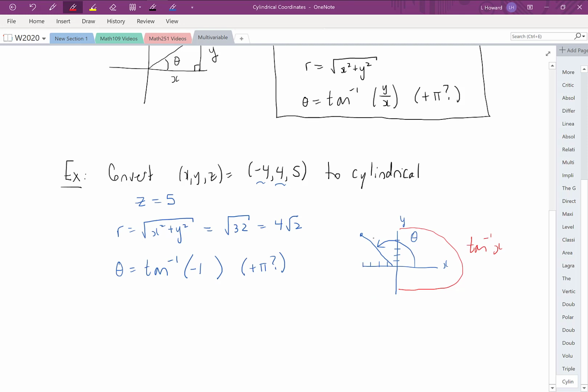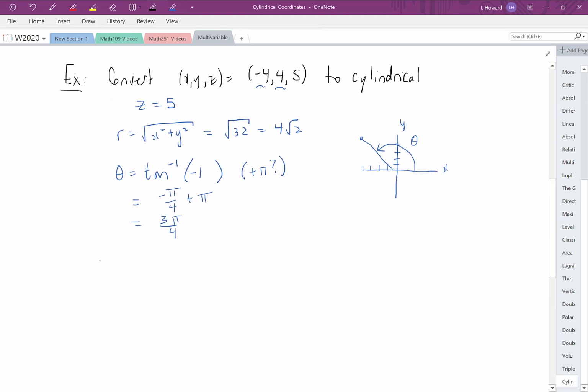So the way I think of it is if our angle ends up being on the left side of this diagram, either in quadrant 2 or quadrant 3, that's where we need to add pi to get the correct angle. So we can see from our diagram, because we are in quadrant 2, we do need to add pi. Arctan of -1 is going to be -pi/4. We're going to add pi to that to get 3 pi/4. Okay, and there we have all the information we need to write our point in cylindrical. So we typically write the order r, theta, z. And so our new set of coordinates in cylindrical is 4 root 2, 3 pi/4, and 5.